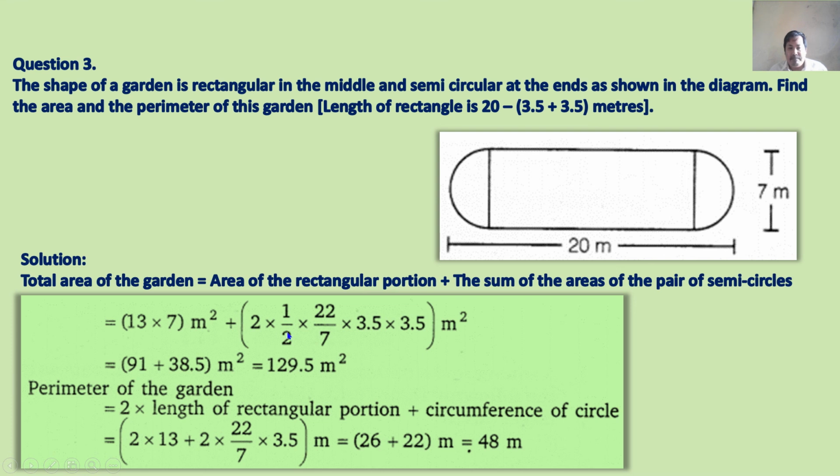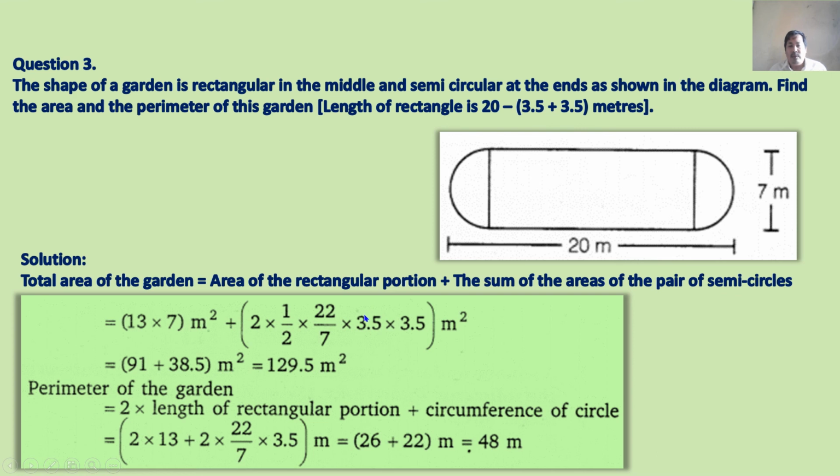We got 2 and 2, we cancel it, isn't it? Then 22 by 7 into 3.5 into 3.5. See, if you cancel 7 and 3.5, you will get here 0.5. You will get here 3.5, isn't it? So 0.5 and 3.5, if you multiply with 22, you will get here 38.5. Once again, 2 and 2 will cancel. You get here 22 by 7 into 3.5 into 3.5 only. This part only you are going to calculate. So this 7 and 3.5 can be cancelled, 7 over 7 is 0.5.